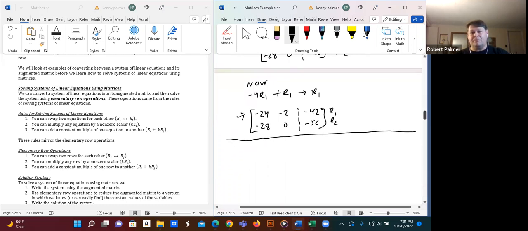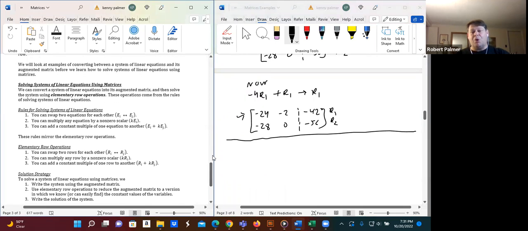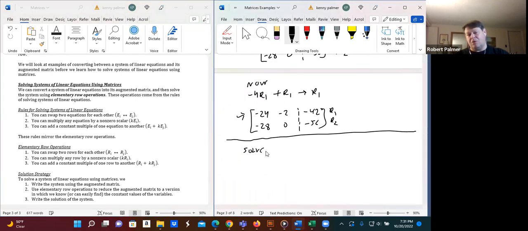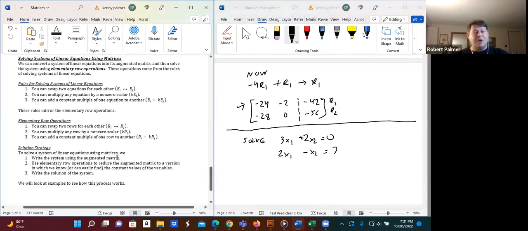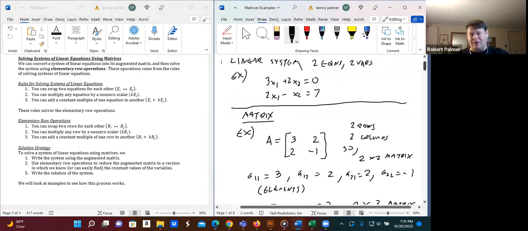So what we're going to do now is see how we can actually solve a system of equations through row operations. I actually want to solve this system. So I'll write it down again. 3x1 plus 2x2 is equal to 0. And 2x1 minus x2 is equal to 7. Okay. So we have a strategy for doing that. First, write the system using an augmented matrix. We've already done that, but let's do that again.